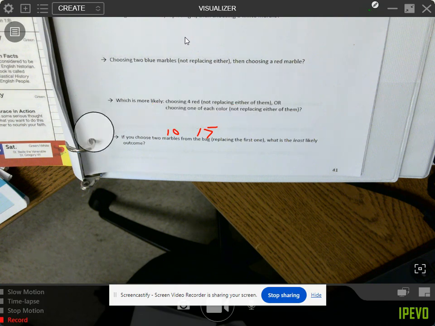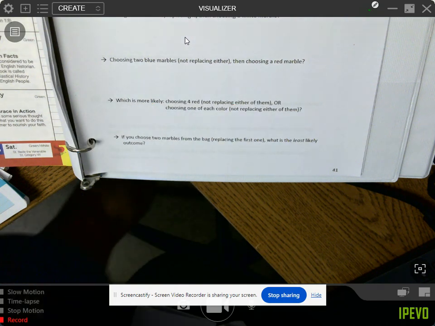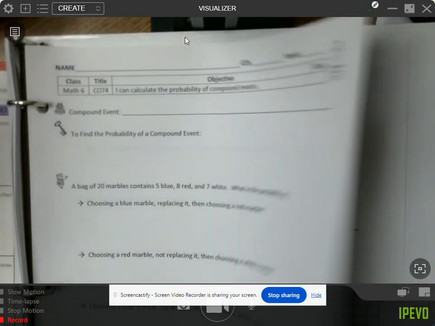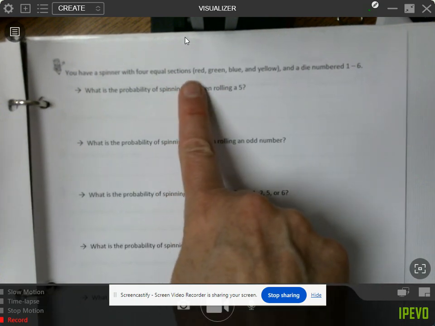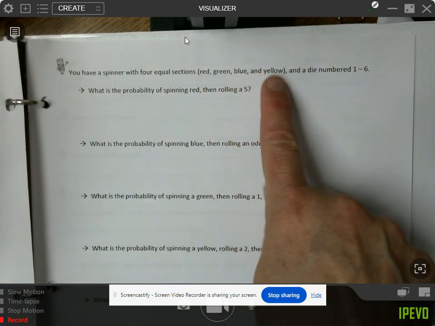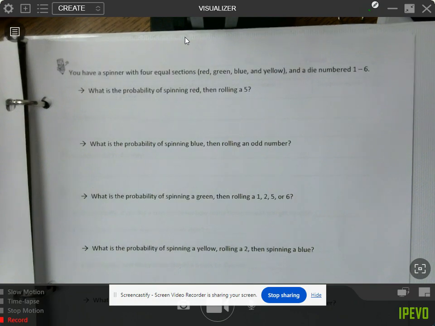Our second page, let's look at what we're doing on that second page. This time, we have a spinner with 4 equal sections, red, green, blue, and yellow, and a die that is numbered 1 to 6. So we have a spinner and we have a dice. So what is the probability of spinning red, then rolling a 5?